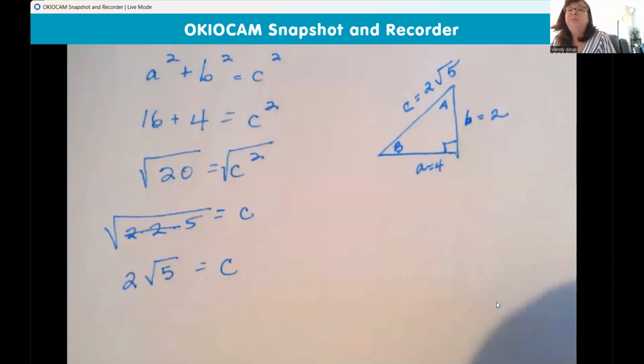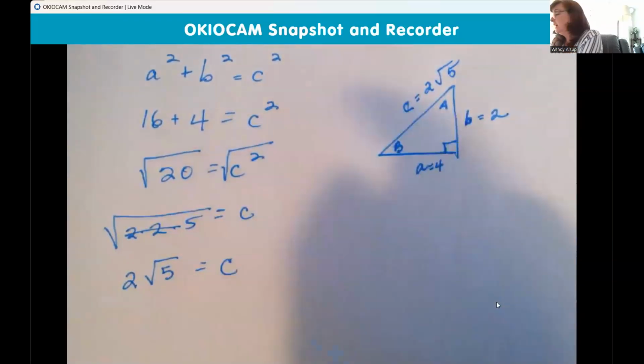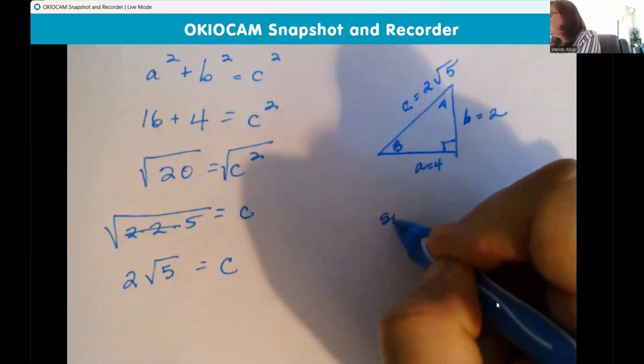All right, you can use pretty much whatever you want now to find these angles. Let's use sine.